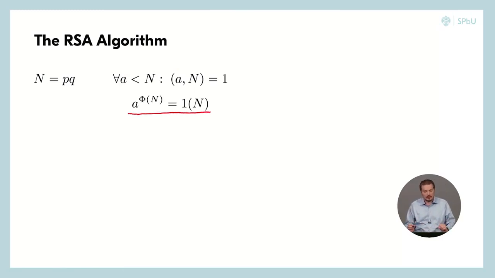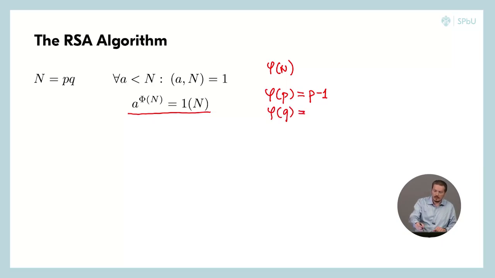as Euler's theorem. And phi of N here is Euler's phi function, which equals the amount of numbers less than N and coprime to it, and 1 is included. So for prime numbers like P and Q, phi of P will be equal to P minus 1, since all the numbers less than P are coprime to it, and the same is with Q. It is Q minus 1.